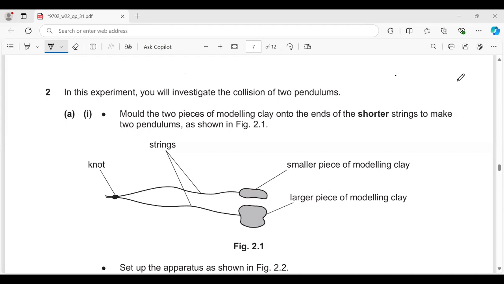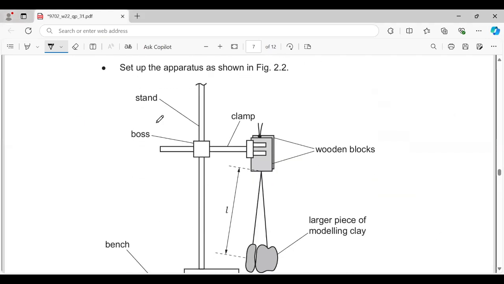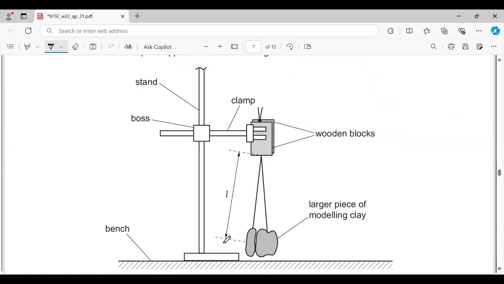Number two, in this experiment, you will investigate the collisions of two pendulums. Attach two pieces of modeling clay onto the ends of the shorter strings to make two pendulums, as shown in figure 2.1. This. Okay. Set up the apparatus as shown in figure 2.2. This is the apparatus. These are two pendulums with clay.